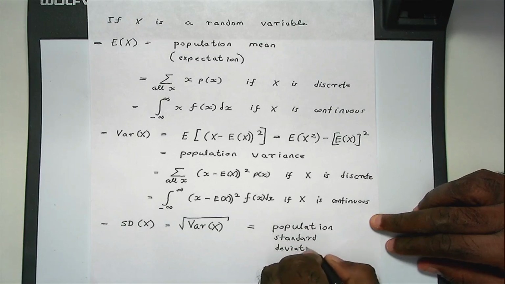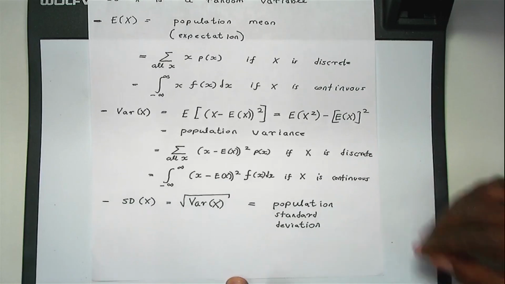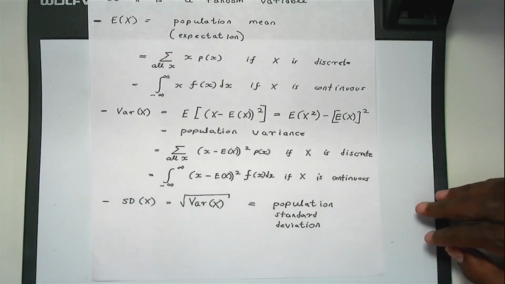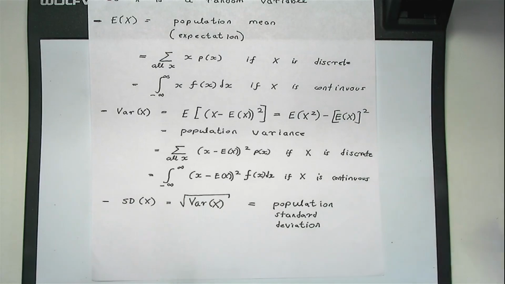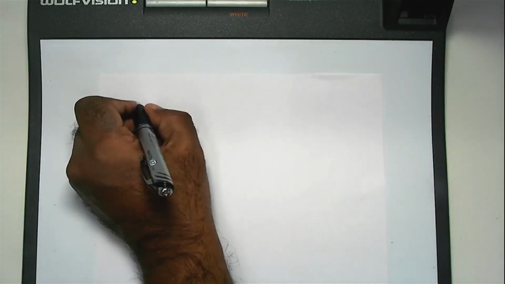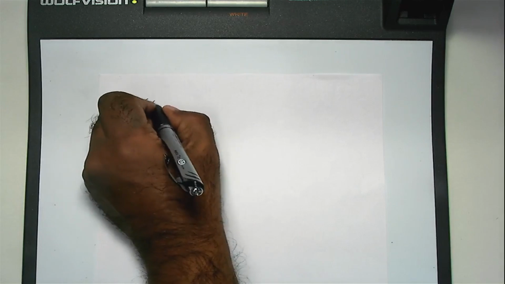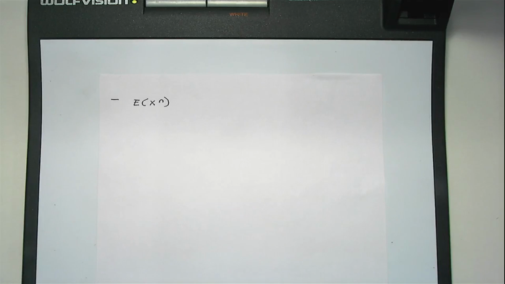Okay. And let me go to the next page. The final thing I would like you to know is the expectation of x to the n, where n can be any number. n can be 1, 2, or 3, or 100, 1,000, right?